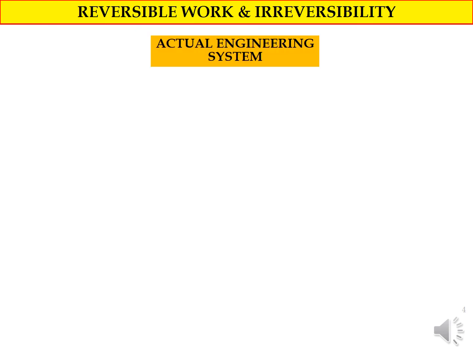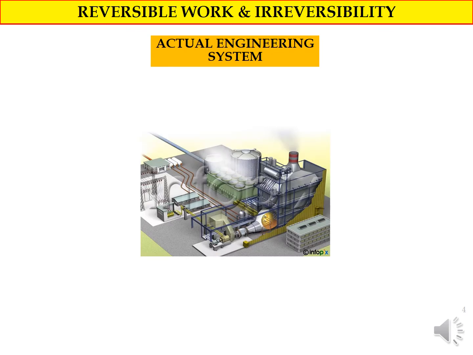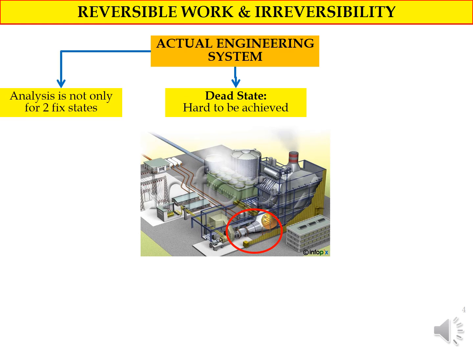We already looked into the exergy analysis, and in the exergy analysis, we consider only 2 points, from the initial state to the final state, and we also consider the final state is the dead state. However, in an actual engineering system, such as the steam turbine system, it is hard to achieve the dead state, since the final state of the system is not at the dead state. In addition, the analysis is not fixed for only 2 states.